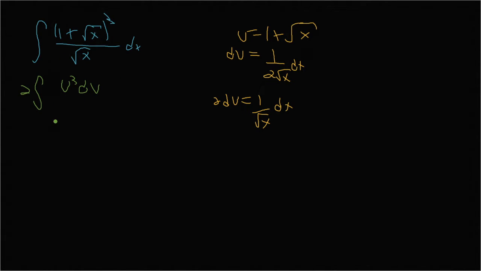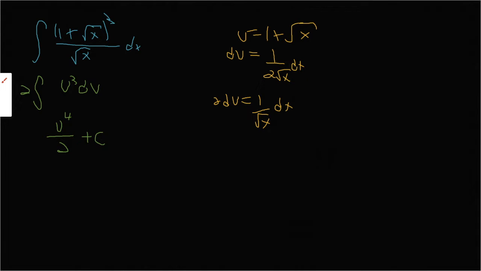So we can just, like before, use our power rule for integration. Add 1 to the exponent, so u cubed becomes u to the 4th over 4, times 2, which is just going to be over 2, and then plus c.